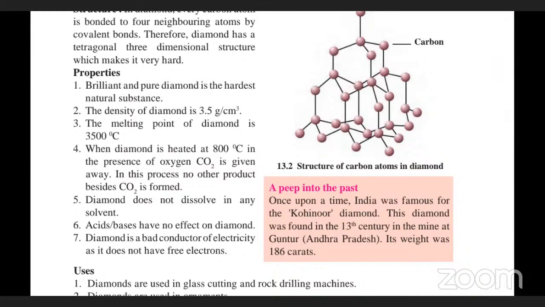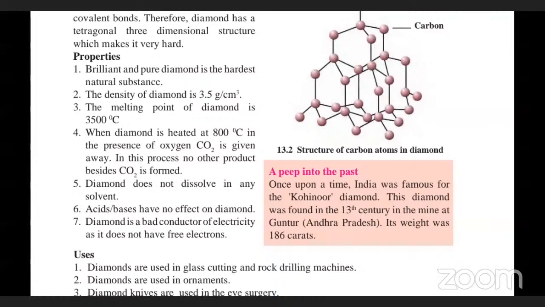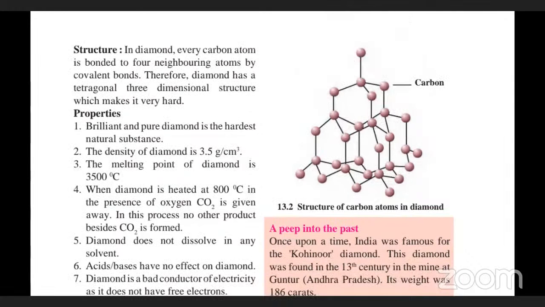So talking about the melting point of diamond, it is 3,500 degrees Celsius, which is quite high. If you compare it with normal temperatures, for example, water boils at 100 degrees Celsius, and the melting point of diamond is 3,500 degrees Celsius. Such a vast melting point it has.